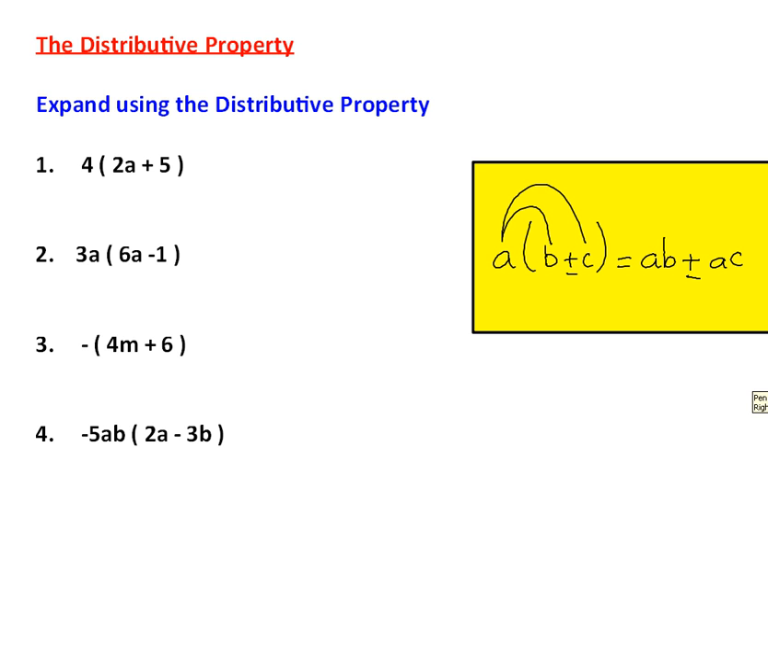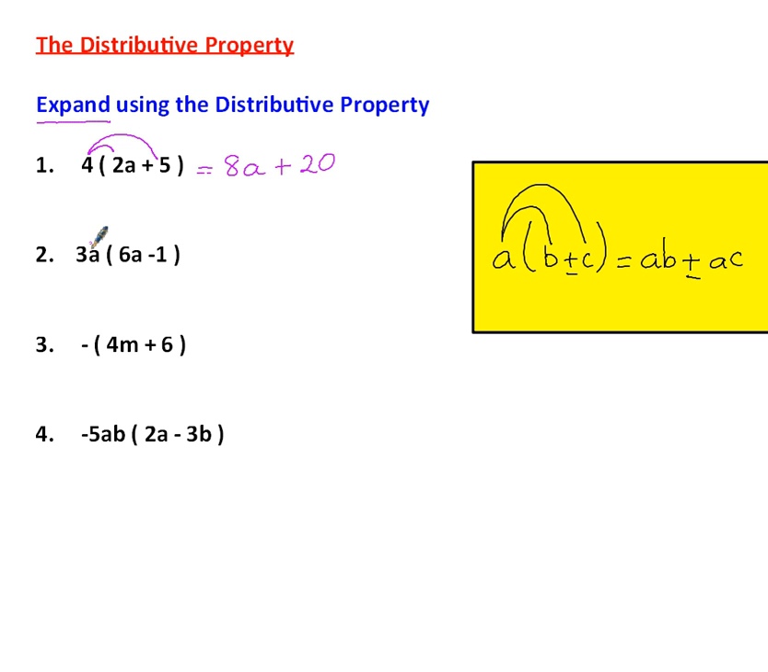These are some nice basic ones, so until we get comfortable with it. All right, using the distributive property, it says expand. Another word for expand means really do the multiplication, multiply out. So the first thing I'm going to do here is put my little distributive property arcs. So when I do that, I've got 4 times 2a, 8a, and 4 times a positive 5 is positive 20. So we've got 8a plus 20.